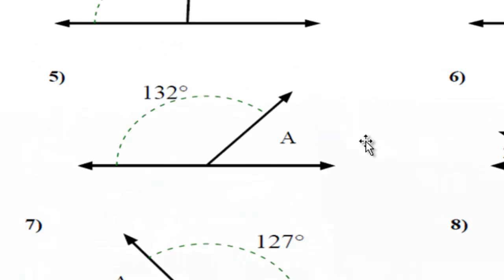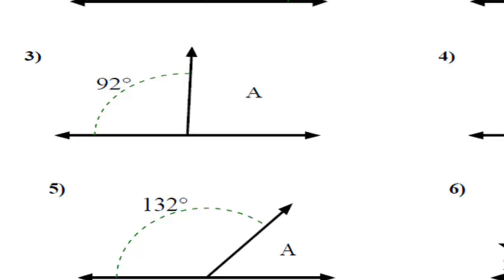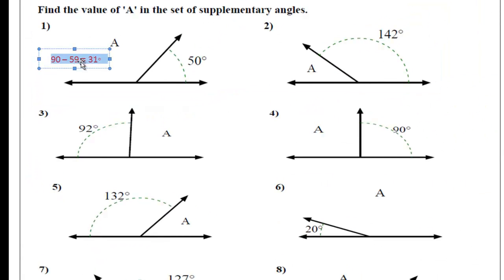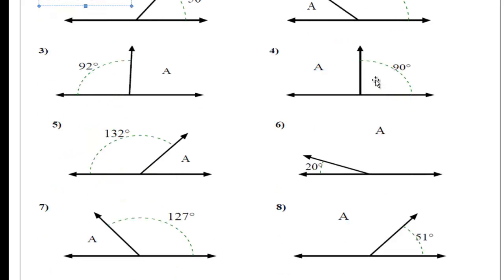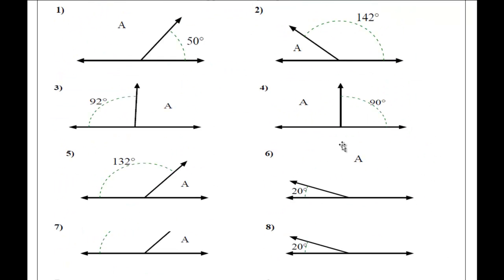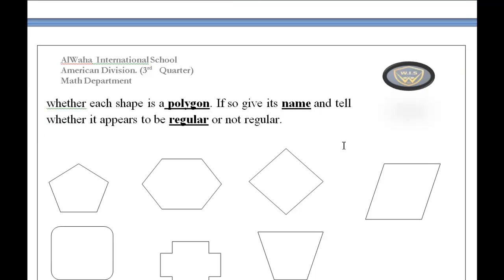Okay, this is complementary angle. We have here supplementary angle. The two angles here equal 180. So 180 minus 50 will equal 130. How about here, what we will do, it will be 180 minus 142, here 180 minus 92, 180 minus 80, 180 minus 132.